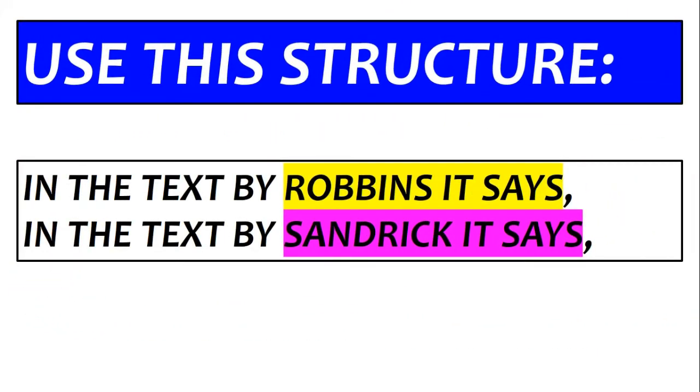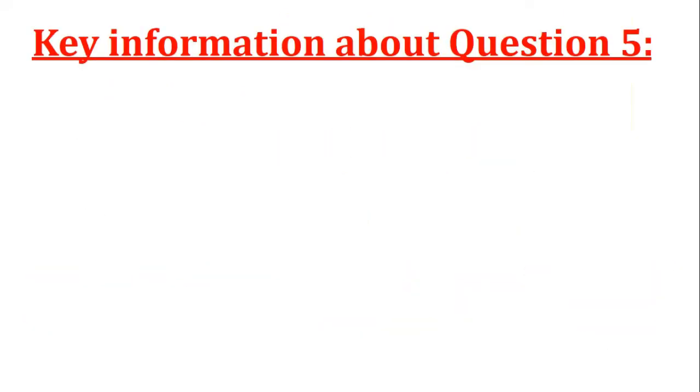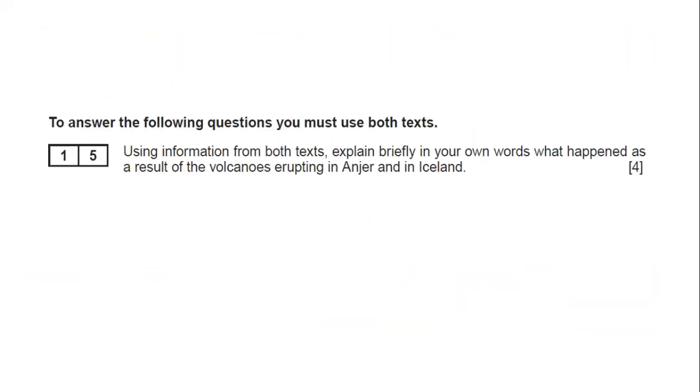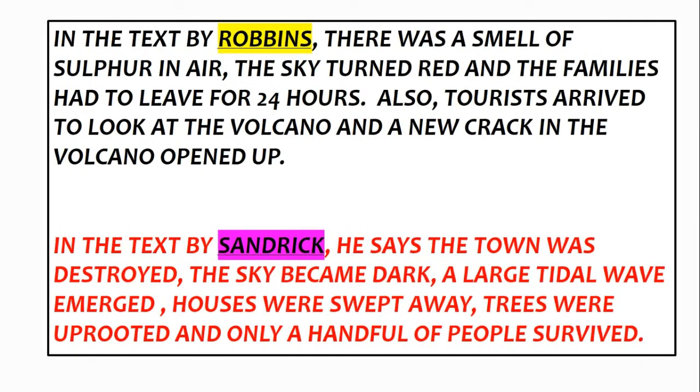We're talking about the volcano, and I would say, in the text by Robbins, in the text by Sandrick, it says. Those are the surnames of the writers, so I would use that as a bit of a structure. If we go back to the question again, the question was what happened as a result. That's all we're looking for: what happened because the volcanoes erupted. So all I've got here is the results of the volcanoes.